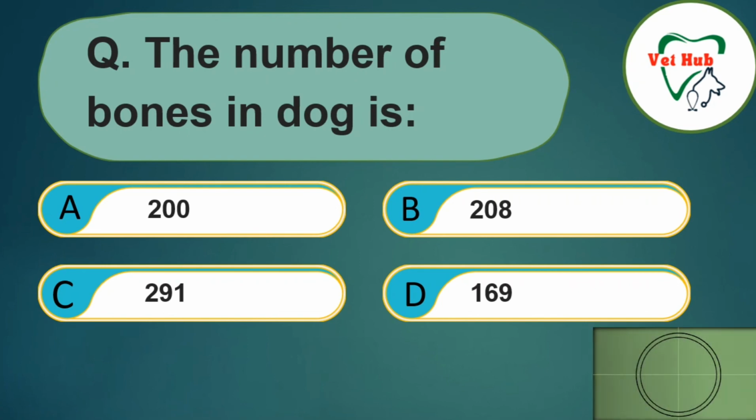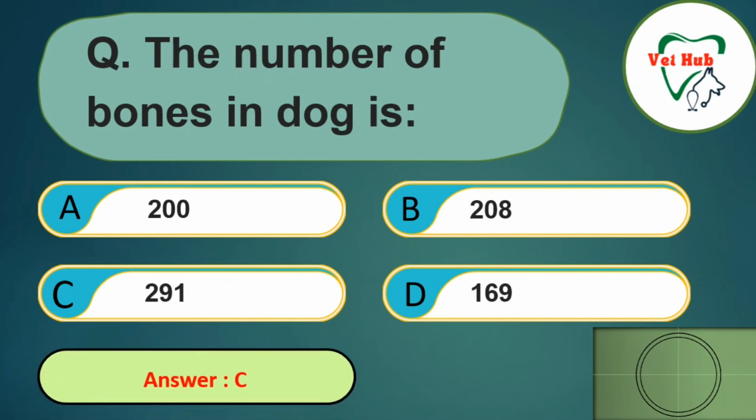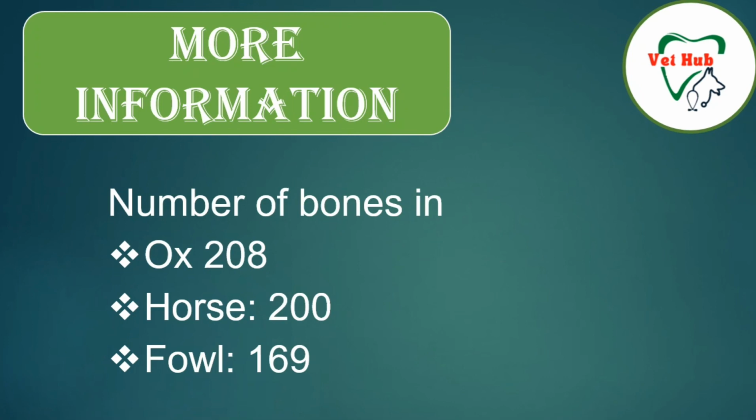And the correct answer is option number C, 291. Similarly, number of bones in ox is 208, in horse it is 200 bones, and in case of fowl 169 bones are present. With this, we have come to the end of the session.